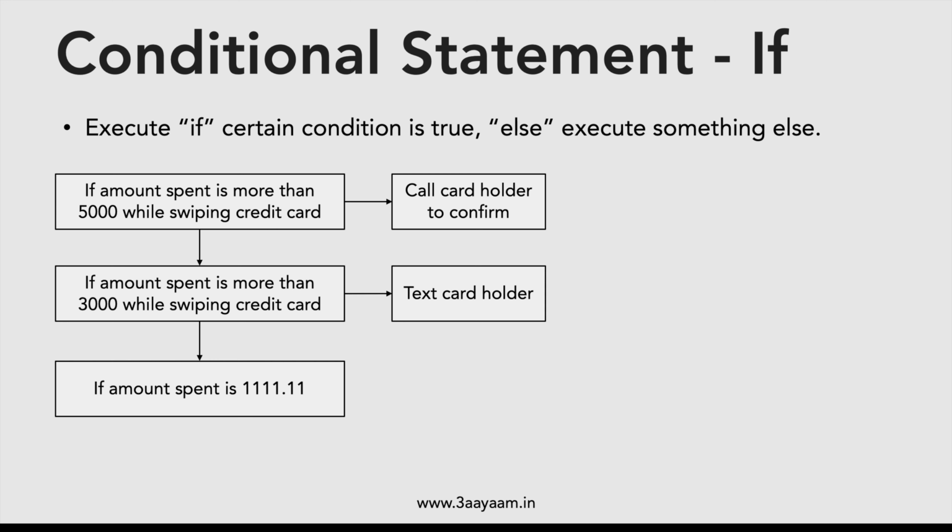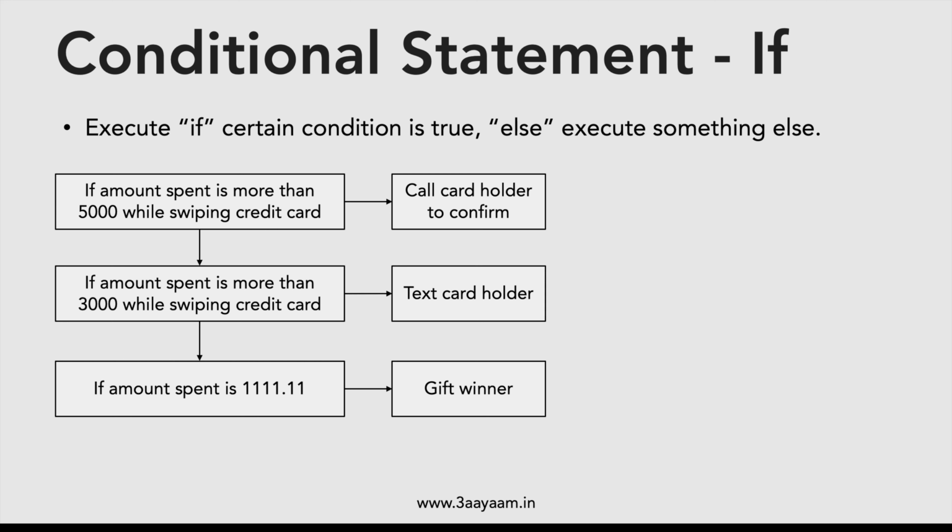And if everything is fine, and if the amount spent is 1111.11, then maybe there's some deal going on that if your amount spent is a certain very majestic number, then you become a gift winner, which rarely happens, but still, let's say there's an application which has something like this. So now what would happen?